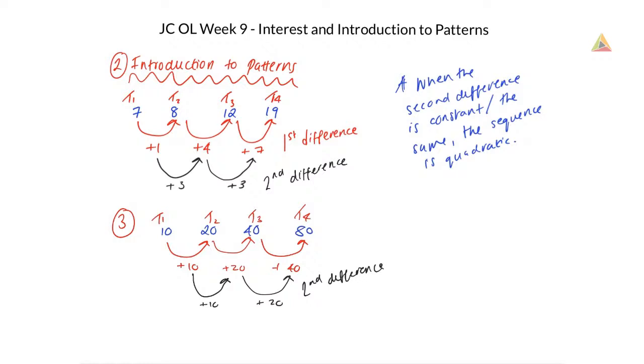And the first difference is not the same either, so that's not going to be linear. So it must be the third option, which is exponential. That's when the pattern either doubles or triples. So let's just check that.